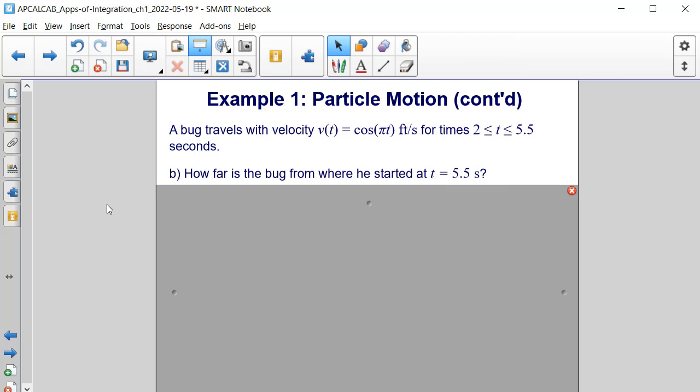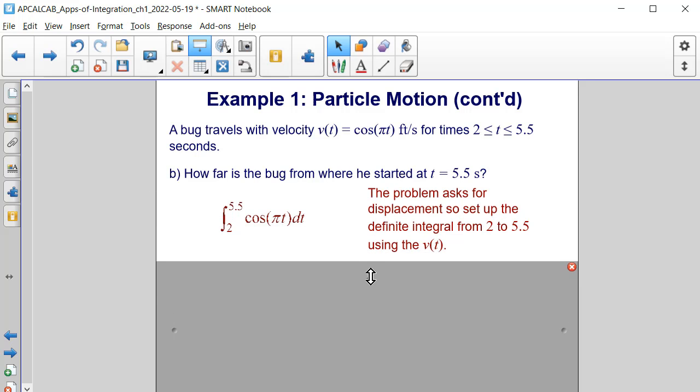Now let's look at question B. How far is the bug from where he started when he gets to the time value of 5.5 seconds? The problem here is asking us for the displacement. So we're just going to set up the definite integral from 2 to 5.5 of just cosine of pi t dt.